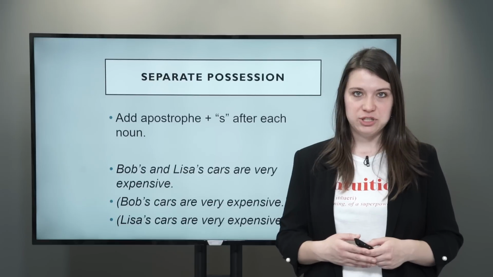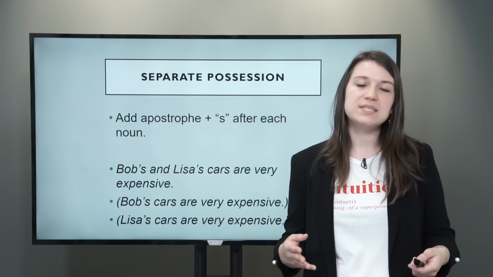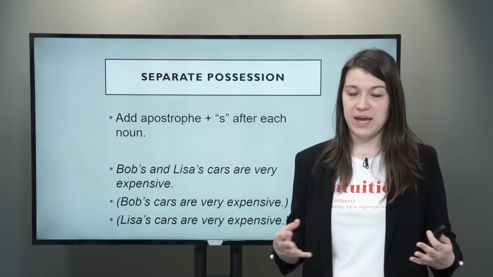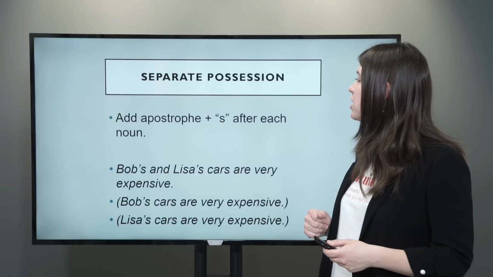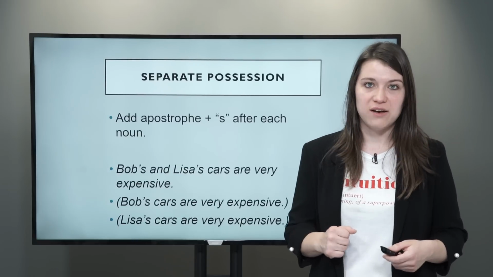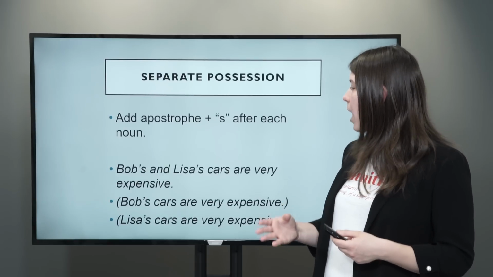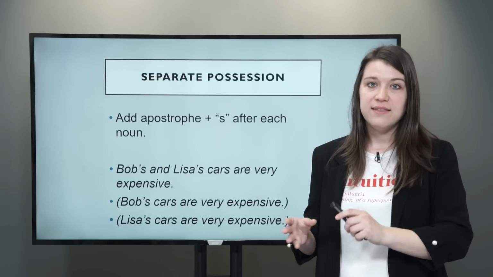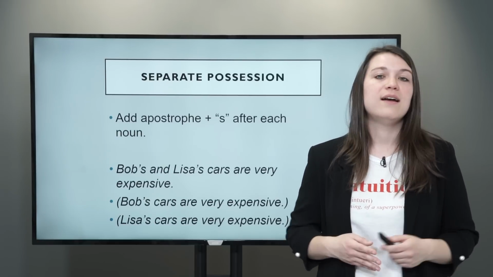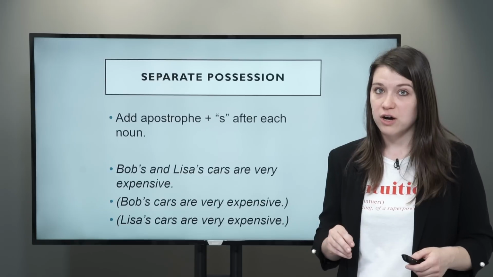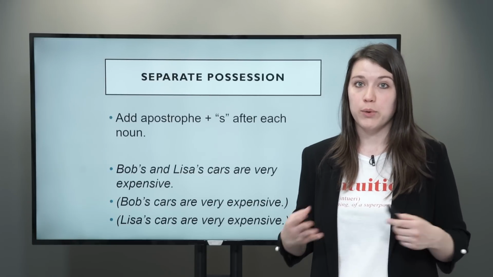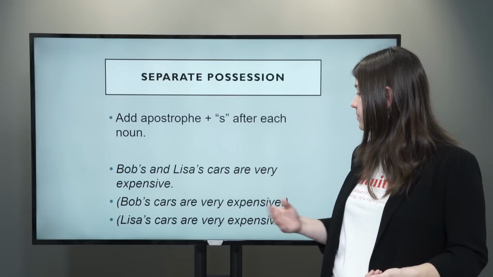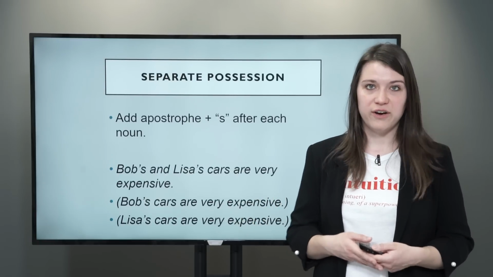Okay, separate possession. This is when we have multiple nouns in one sentence and the possession is separate. So we add an apostrophe S after each of the nouns. For example, Bob's and Lisa's cars are very expensive. In this example, Bob has a car that belongs to him and Lisa has a car that belongs to her. So we're talking about 2 different cars, so we need the apostrophe S after both of their names. Because we could actually separate this into 2 sentences. Bob's cars are very expensive, Lisa's cars are very expensive.